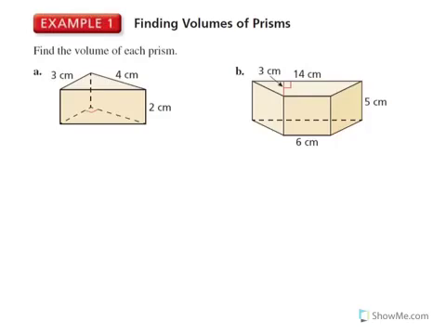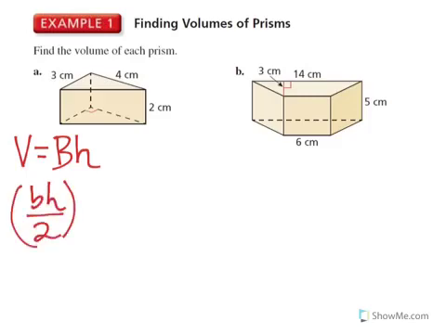Okay, so for this one, it is a triangular prism. So we're doing the area of the base times the height. How do we find the area of a triangle? Area of a triangle is going to be base times height of the triangle divided by 2. Then whenever we get that, we're going to multiply that times the height of the prism. So let's go plug in numbers.